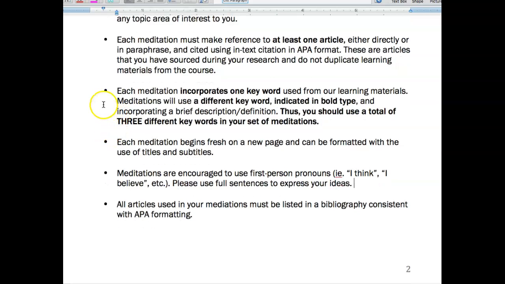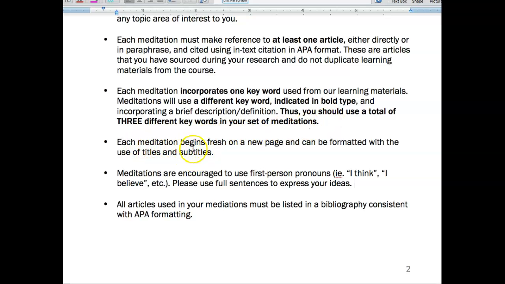Moving onward, each meditation incorporates one keyword from our learning materials. And these meditations should ideally use a different keyword that's indicated in bold type and include a brief description or definition of that keyword. So in other words, you should be using 3 different keywords in your meditations. So 1 word per meditation for a total of 3.